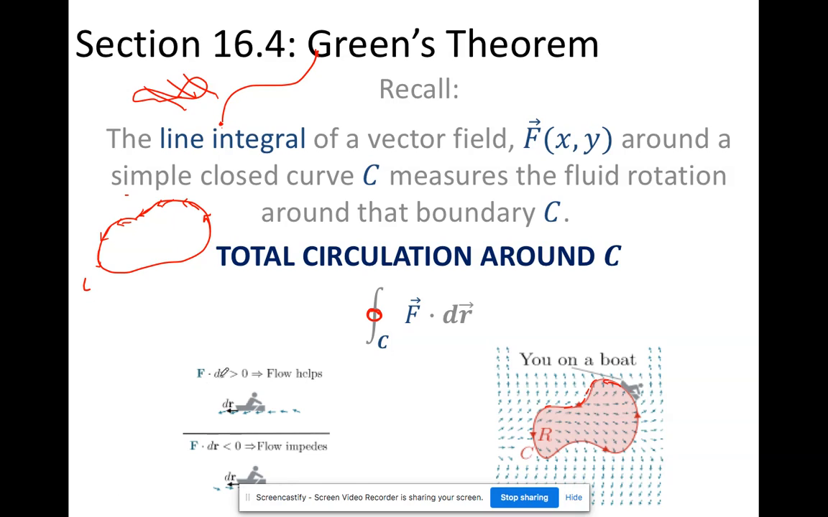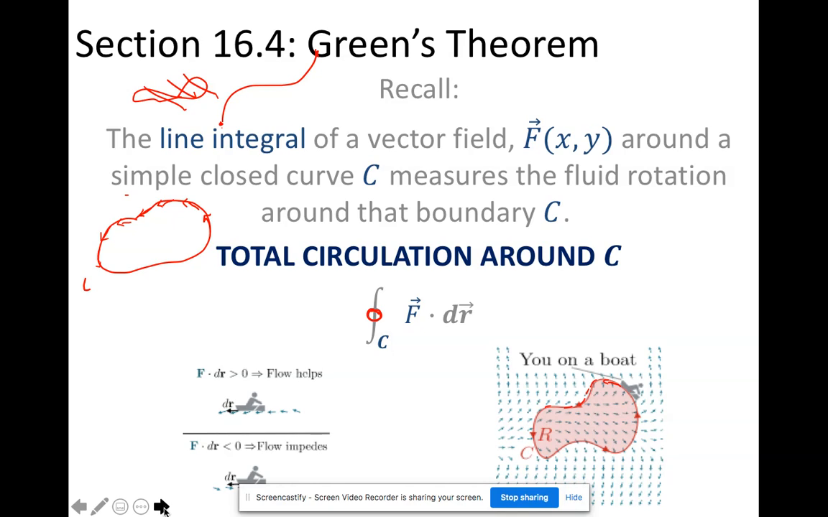And remember, we talked about if the dot product is positive, then the flow is helping you as you're rowing. But if it is negative, the flow is impeding your progress, right? You have to work harder. And we talked about line integrals being work, and just with circulation, working around this line. That's what our integral is telling us.